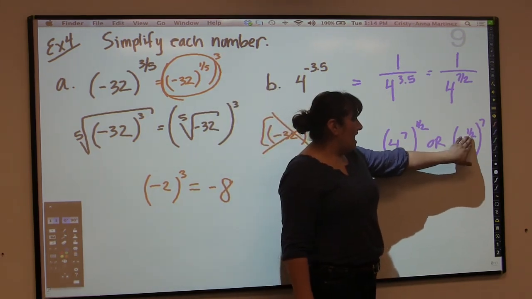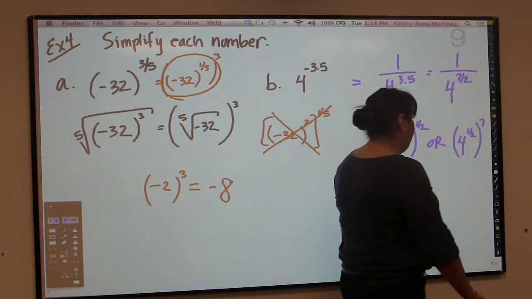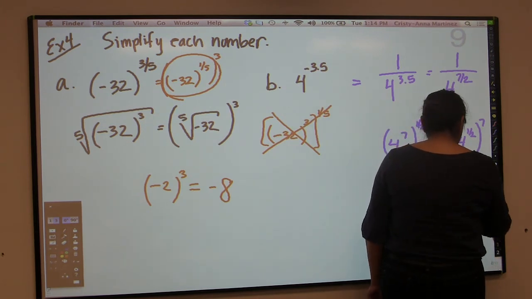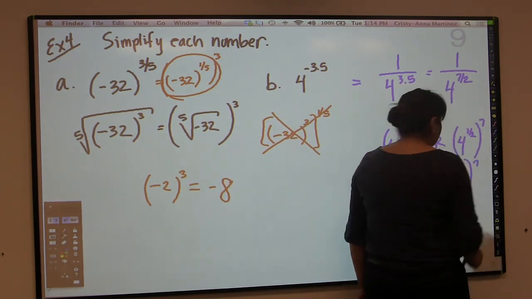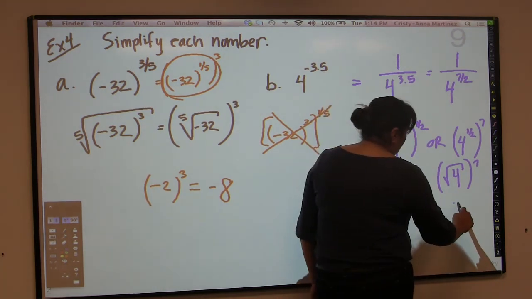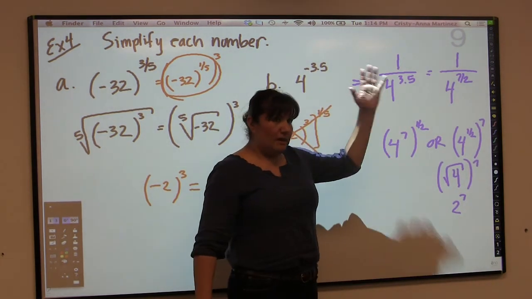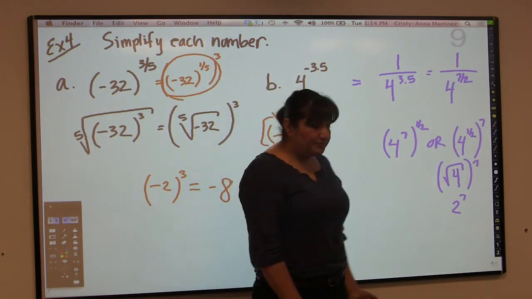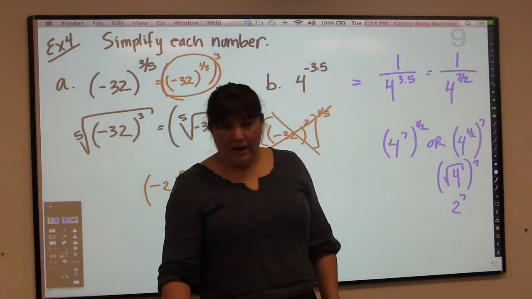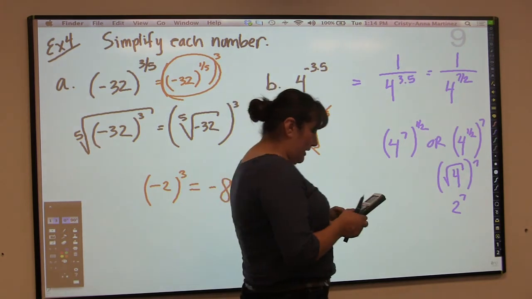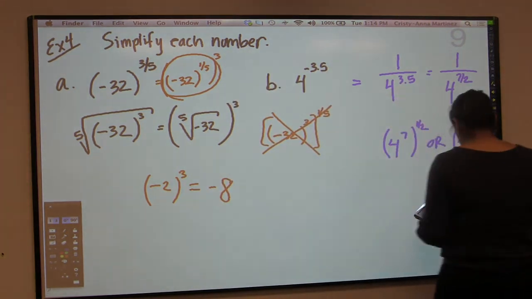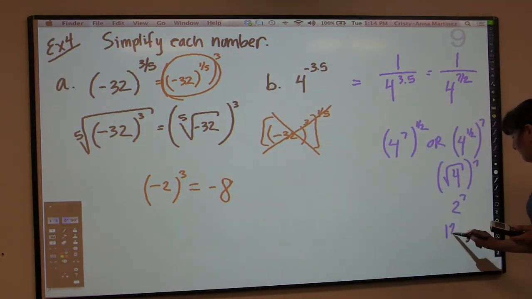Why? Because 4 to the 1/2 is the same thing as the square root of 4. And I'm pretty sure that you all know what the square root of 4 is. The square root of 4 is 2. And then we can go 2 to the 7th power, instead of trying to go 4 to the 7th power, which is a really big number, and then square root it. So what is 2 to the 7th power? 2 to the 7th power is 128. So that would be my final answer.